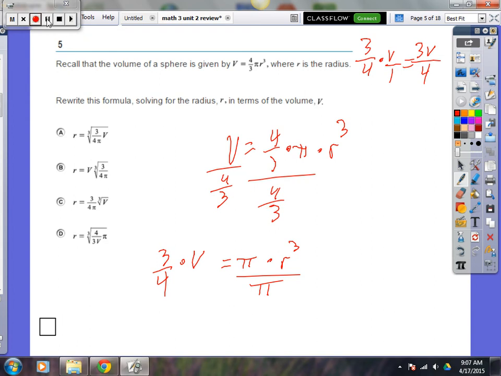And so this is what I want to look at. That's going to be the exact same thing. 3v over 4. And if I divide by pi, I'm going to take this pi and move it to the bottom with this 4. So I'm going to have 3v over 4 pi is equal to r cubed.